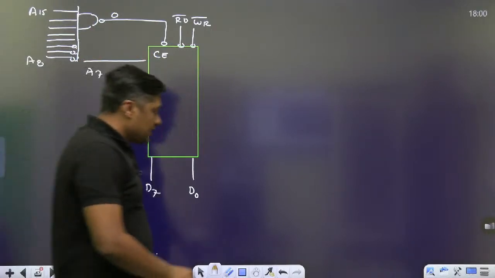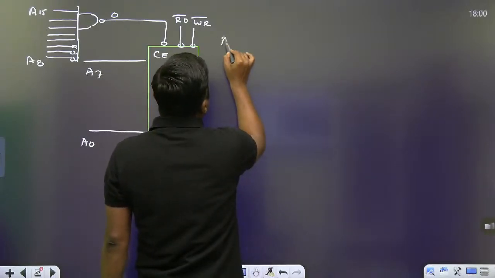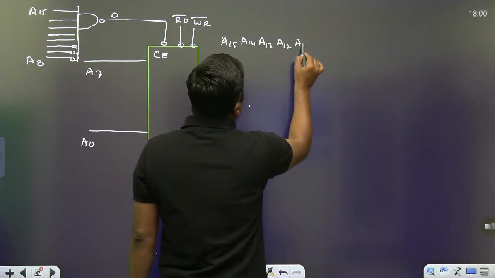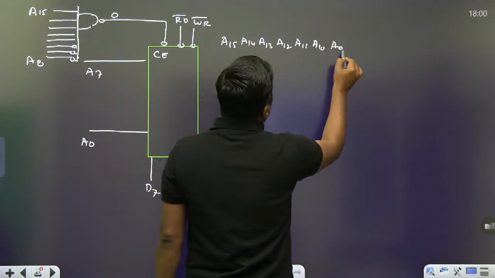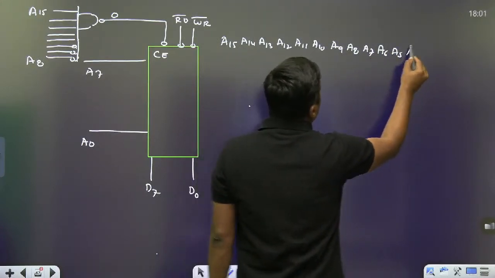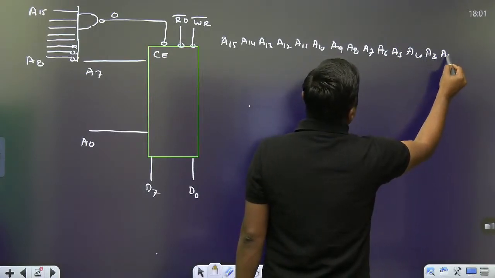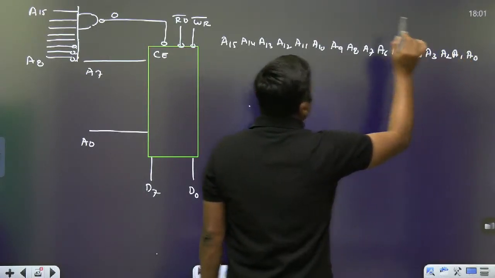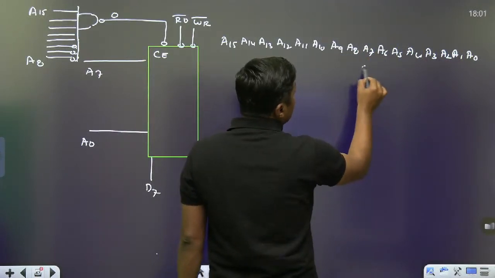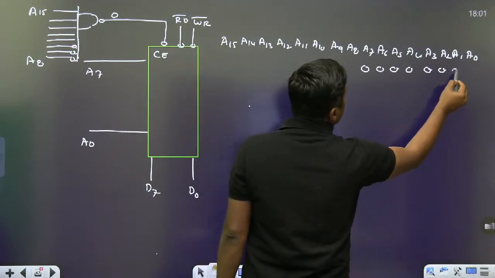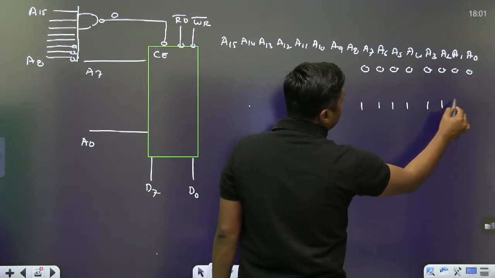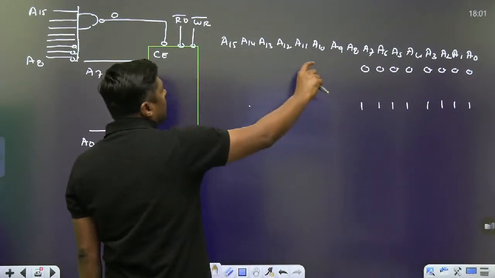So how many lower order address lines? From A15, A14, A13, A12, A11, A10, A9, A8, A7, A6, A5, A4, A3, A2, A1, A0. Lower order addresses always switch from all 0 to all 1. This is the lowest address, this is called the highest address, all 0 to all 1. But higher order address will remain fixed.